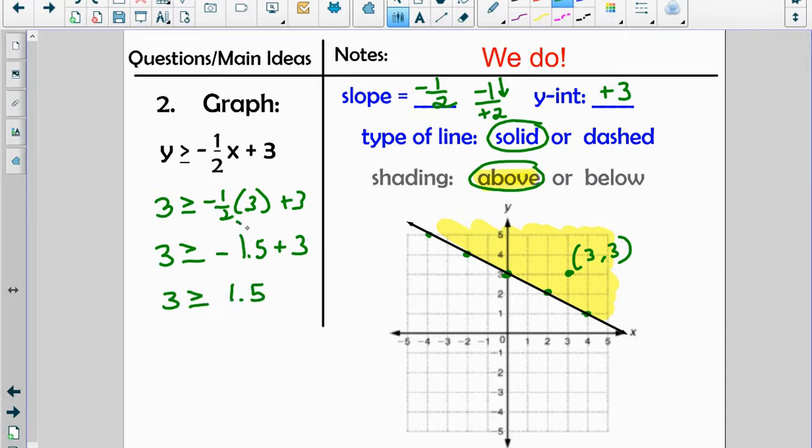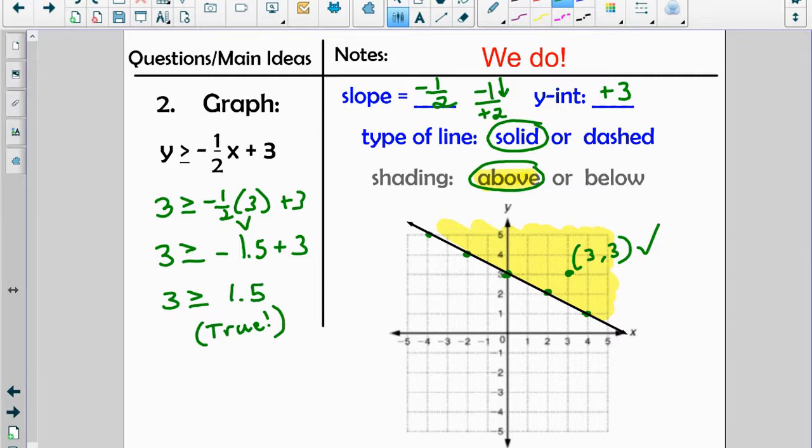You can double check that on the calculator if you want to confirm that on your own. But asking us, is that true? Is that ordered pair actually a solution? Well, 3 is greater than 1.5. So this is true. 3 is greater than or equal to 1.5. It just confirms, again, that 3, 3 is a solution. That's why we shaded that upper right-hand side.